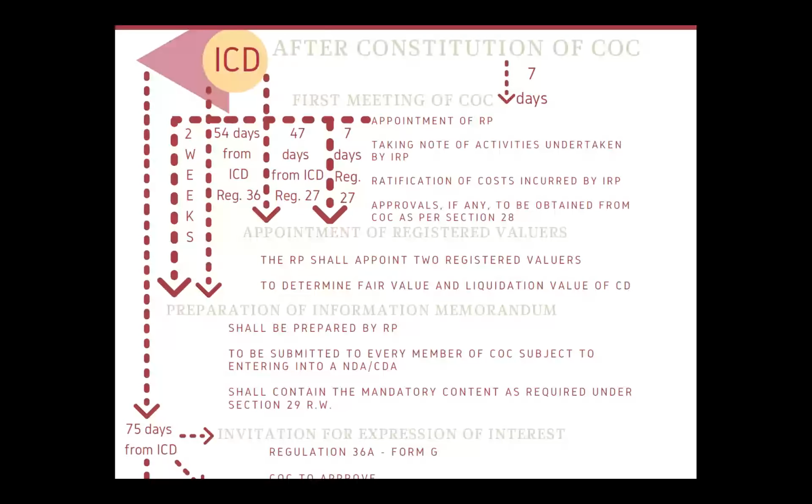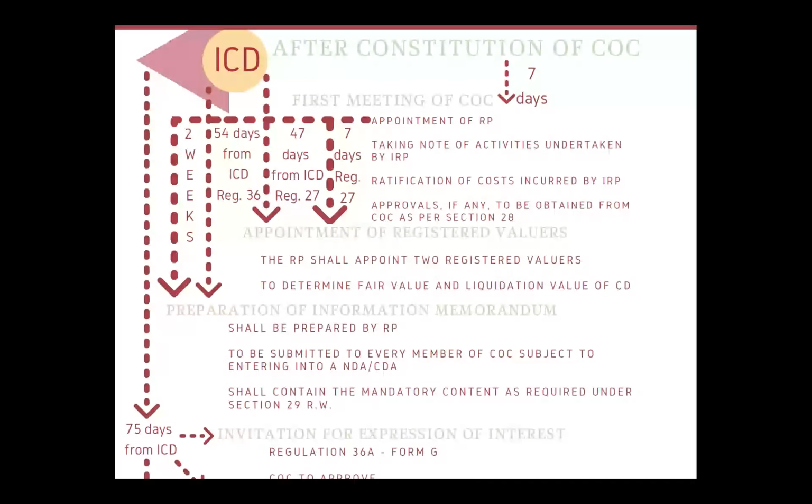Third, there might be certain costs incurred by the IRP. So it is the responsibility of the COC to ratify such costs. So maybe some costs are completely beyond the scope, which you may rebut. So there may be some genuine costs. Maybe the IRP would have incurred out of his pocket, or the services for which the IRP has served till date. So for all that, you can ratify such costs.